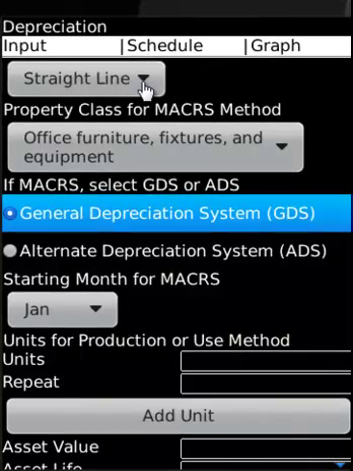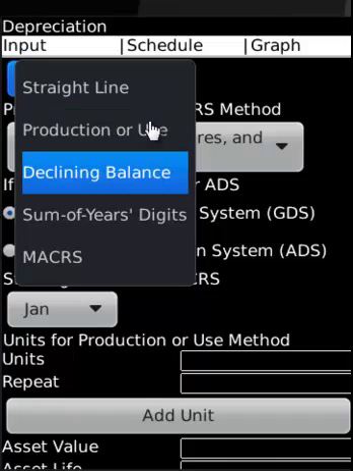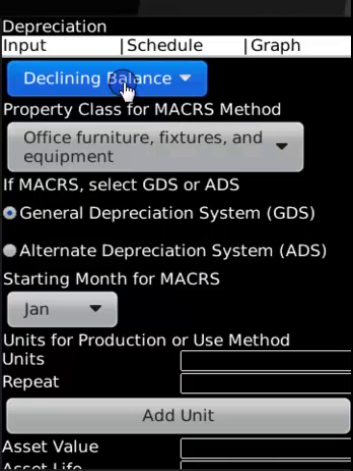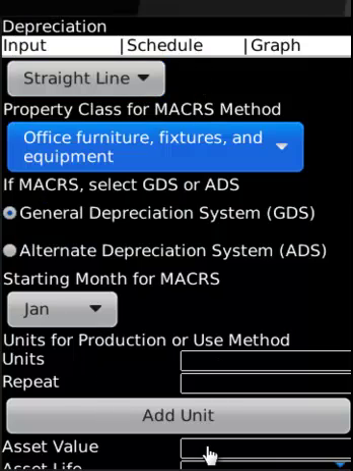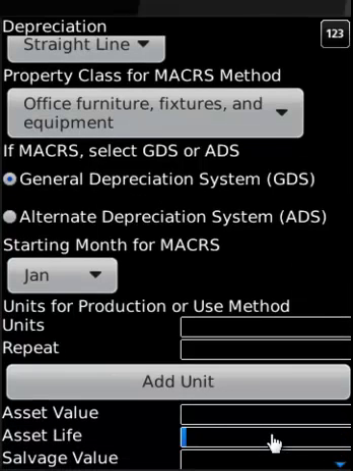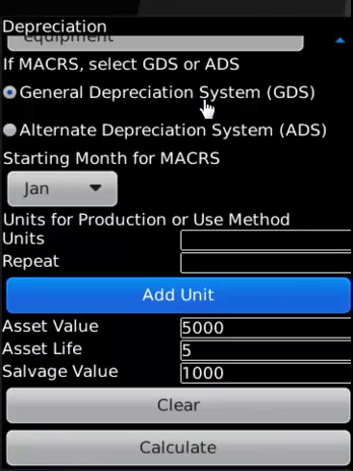Depreciation BlackBerry application covers straight line depreciation, production or use depreciation, declining balance, sum of years digits, and MACRS, that is modified accelerated cost recovery rates schedule. So let us start with straight line depreciation. Here we're saying the asset value is 5,000, asset life is 5 years, and salvage value is 1,000, and now we are going to calculate the straight line depreciation.